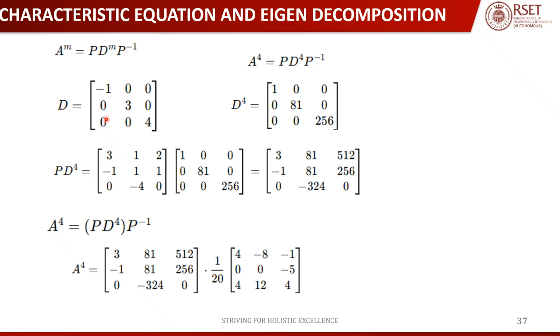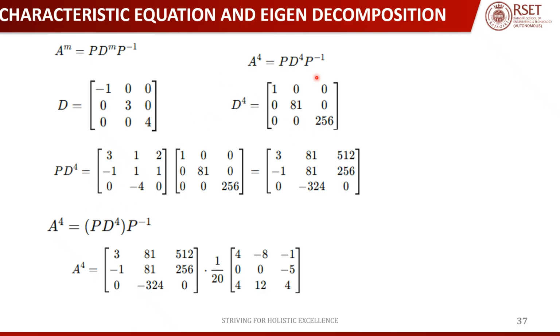Since our D has negative 1, 3, 4 on the diagonal, D raised to 4 will be all these entries raised to the power of 4. So D raised to 4 is given by negative 1 whole raised to 4, which is 1, and 3 raised to 4 is 81, and 4 raised to 4 is 256. So you have D raised to 4 here.